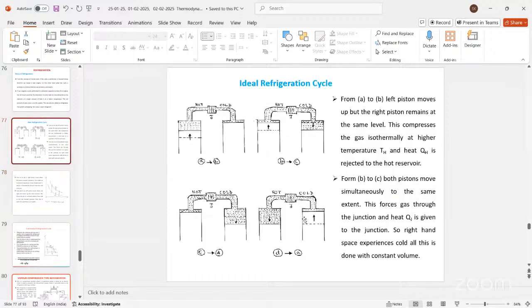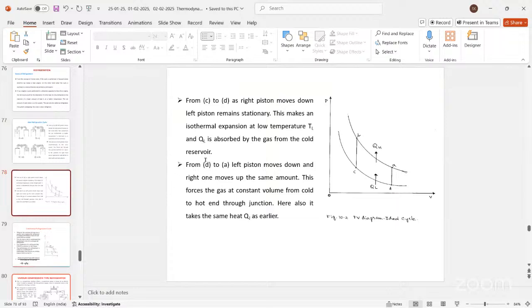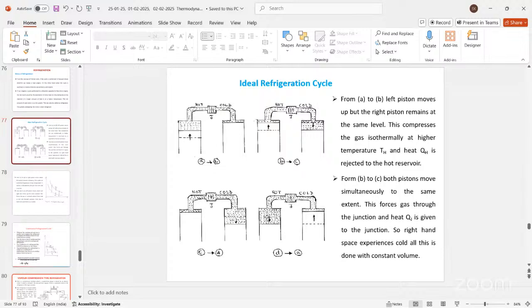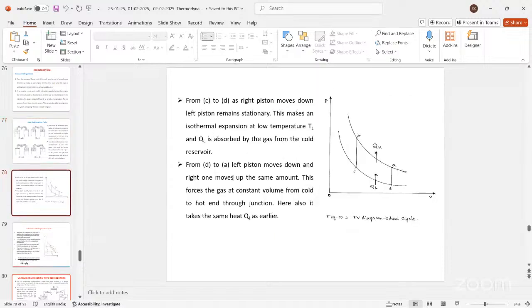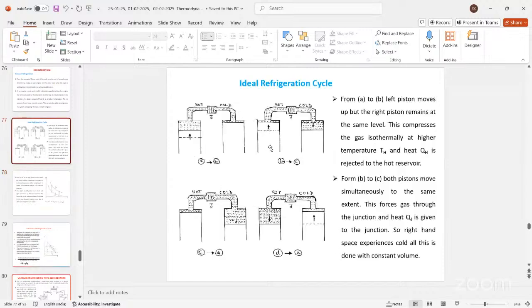And the last figure: D to A. Here the left piston moves down and the right one moves up by the same amount, forcing the gas at a constant volume from the cold to the hot end through the junction. Here also the same equation applies. This is the ideal refrigeration cycle.